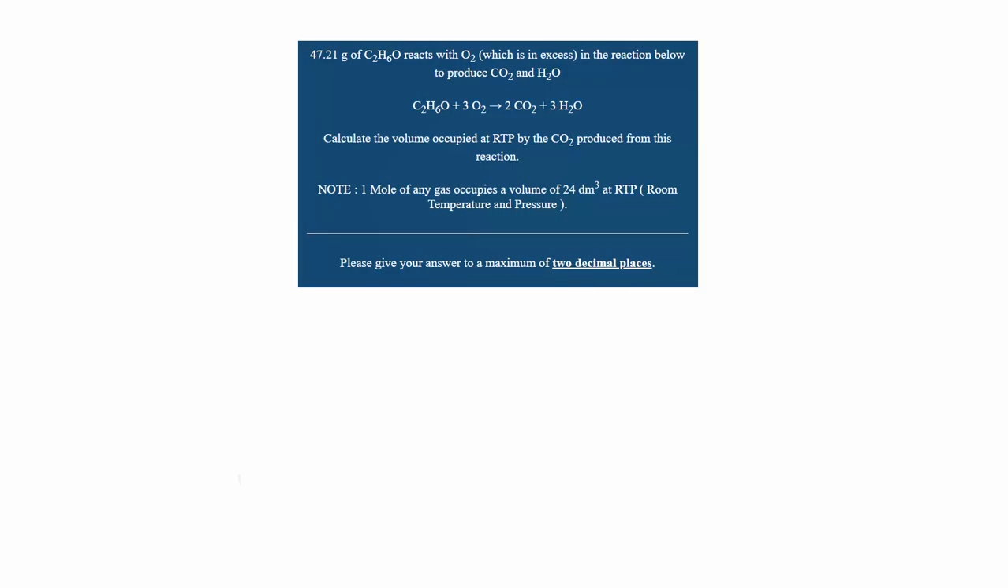Okay, so in this case, we've got C₂H₆O reacting with O2 and produces CO2 and H₂O, right? And we've been asked, what is the volume occupied by the CO2 that's produced? In this particular case, I'm going to want to work out the amount of substance of CO2 produced, because that's going to enable me to work out the volume.